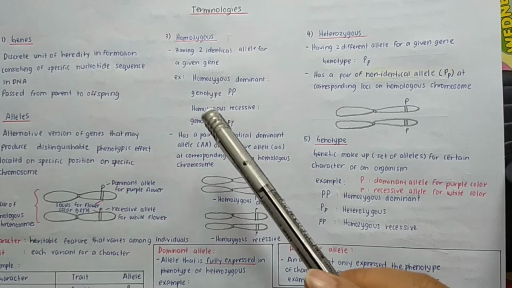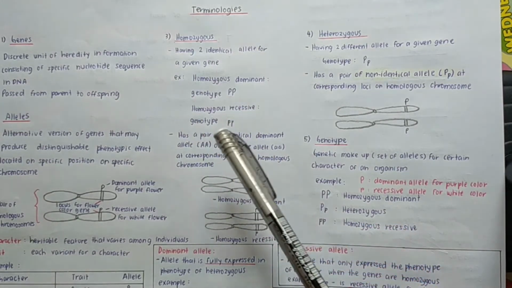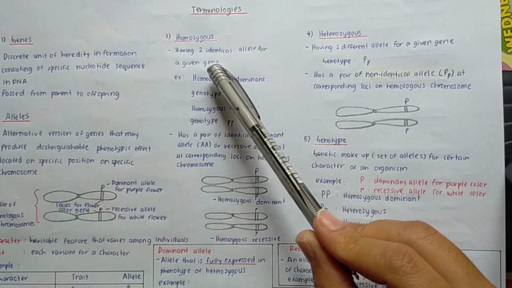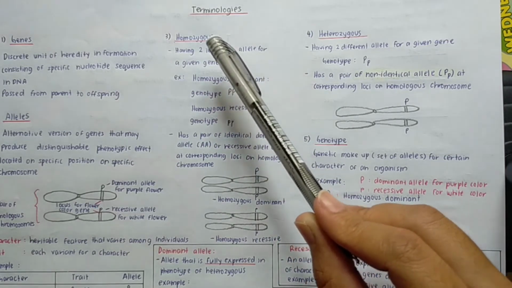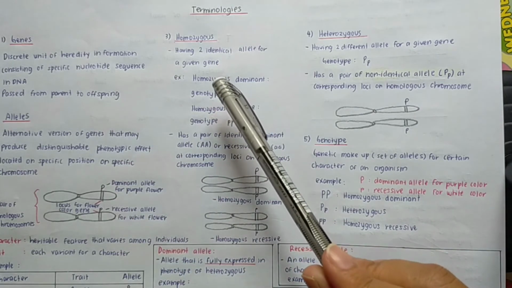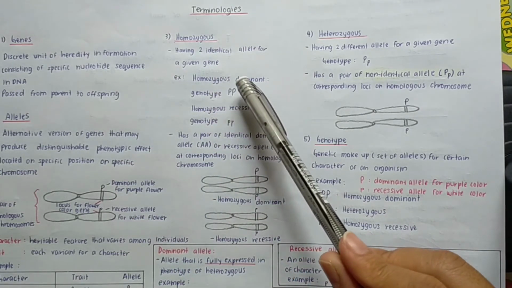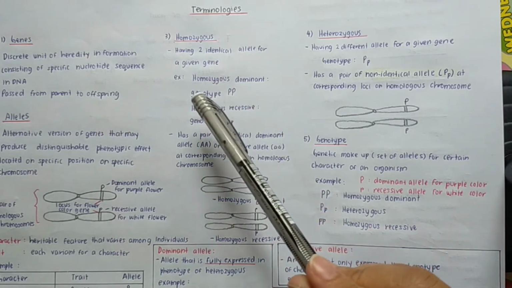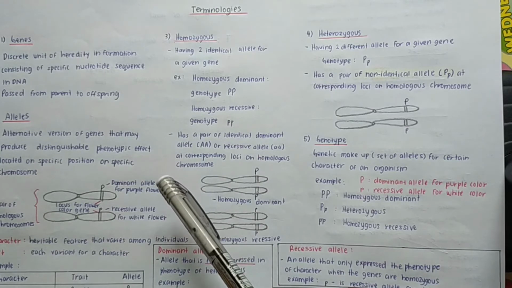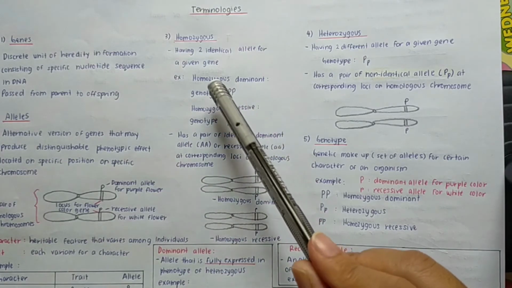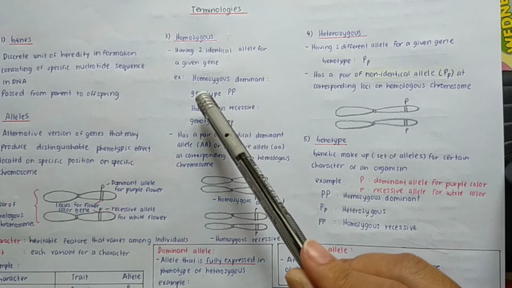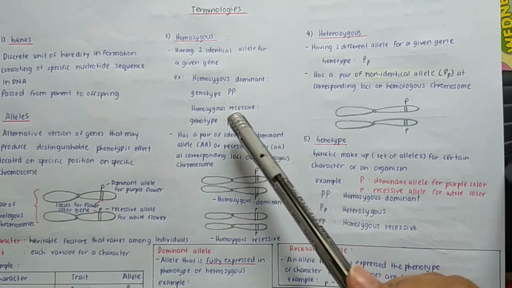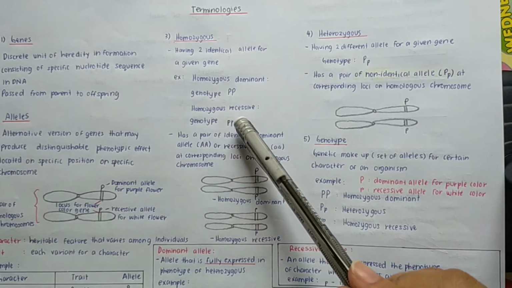Okay, so now we look at the next term, which is homozygous. So what is homozygous? It refers to having two identical alleles for a given gene. Okay, so that's why for homozygous, we can divide into either homozygous dominant or homozygous recessive. Maksudnya dalam keadaan homozygous, kedua-dua allele-nya mesti kena sama. Okay, so maksudnya kalau dia adalah homozygous dominant, its genotype will be P besar, P besar. Kalau dia adalah homozygous recessive, its genotype will be P kecil, P kecil.